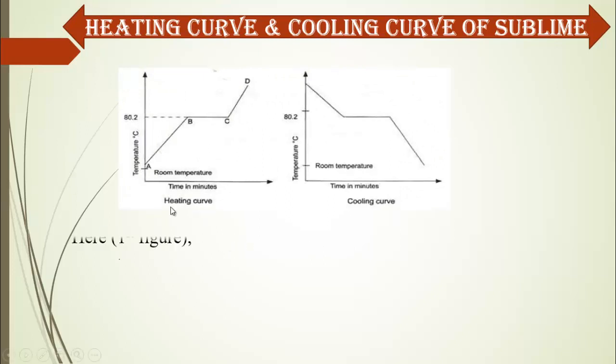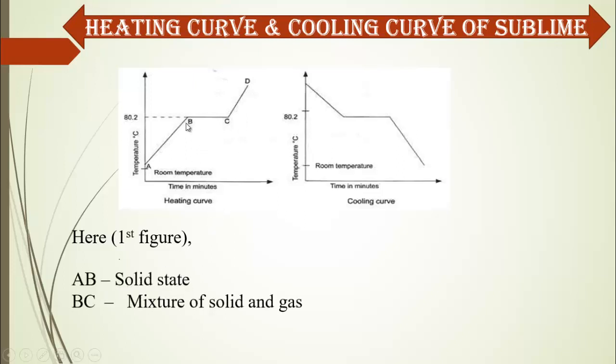Follow here. In the first figure, A to B is only for solid, isn't it? And this is the conversion temperature where solid is converted into gaseous substance. So AB is totally solid, BC is the mixture of solid and gas, and CD is the gaseous state. I hope you understand.